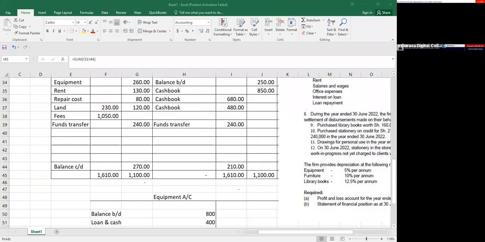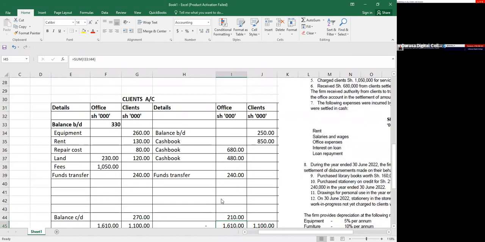So that's it for the first bit. The other bit will be upon us to prepare our income statement. So let us meet in the next session and prepare our income statement. Thank you.